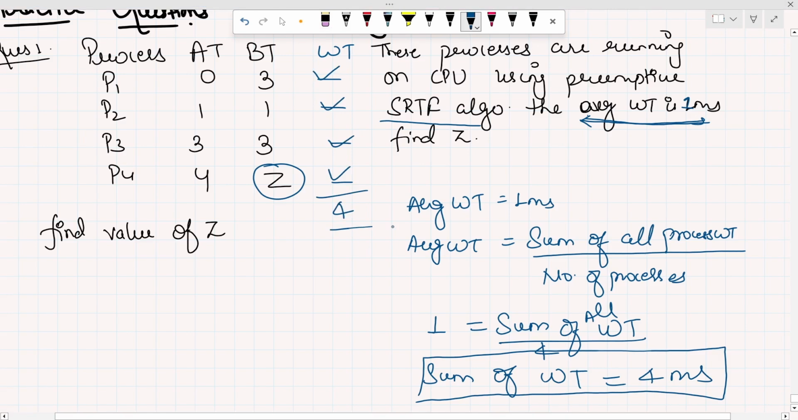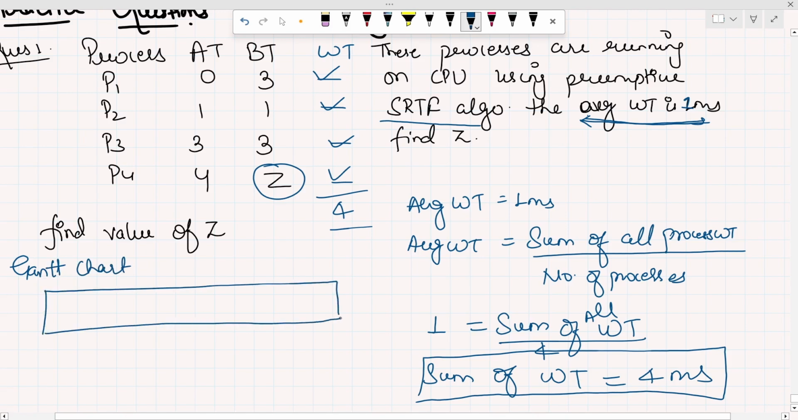So we understand one part of the question. Now our next step is to solve it. Where we have a process, arrival time and burst time, we have to make a Gantt chart. Easy. First of all we have to make a Gantt chart. We have 4 processes: P1, P2, P3, P4, and we have to solve them by the SRTF scheduling algorithm.